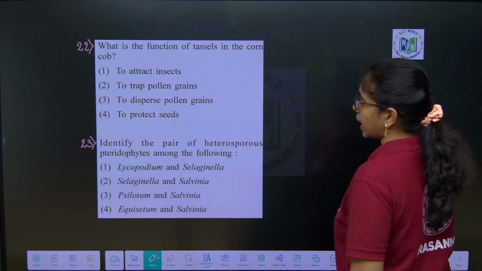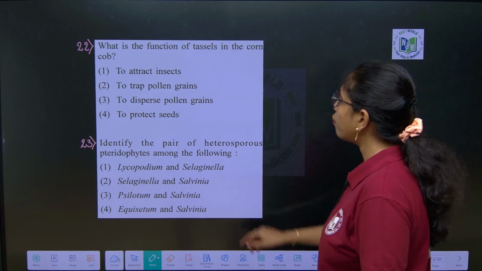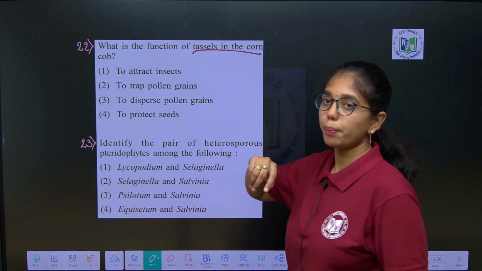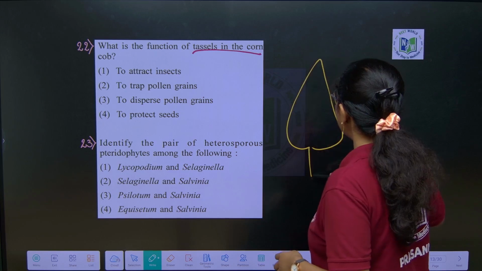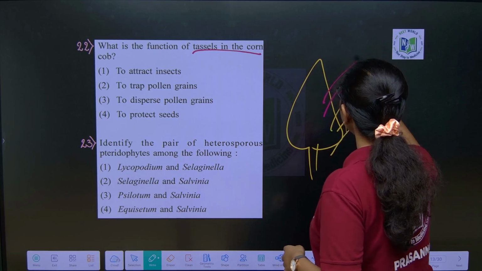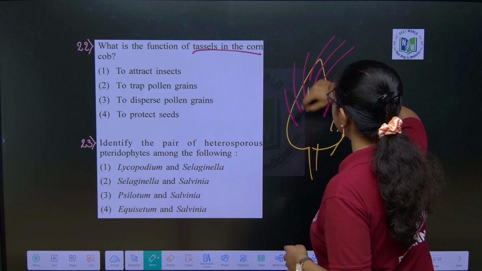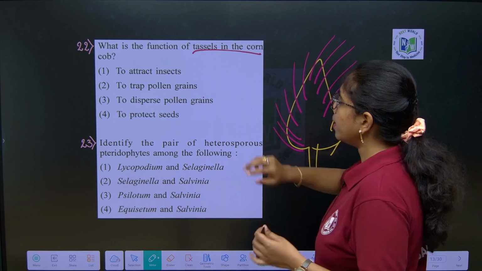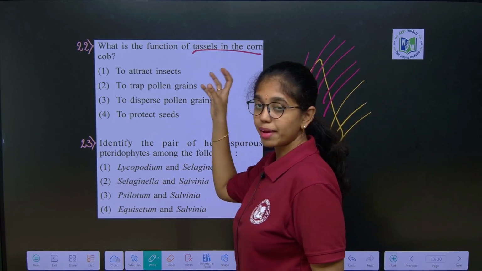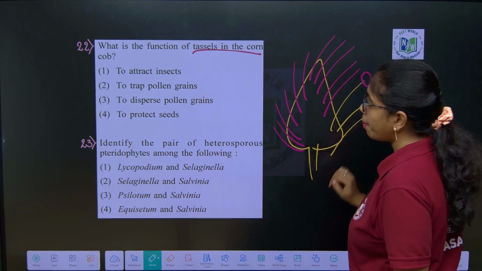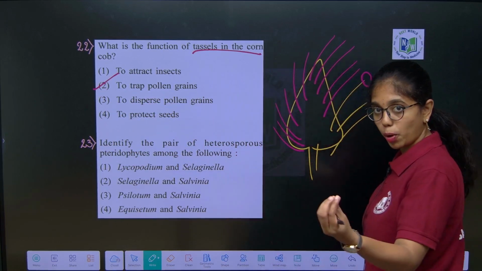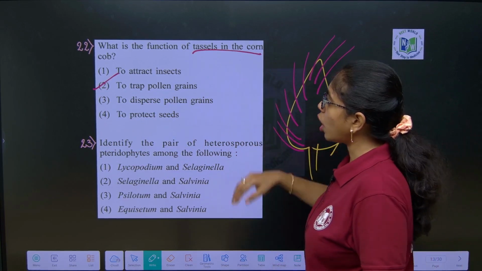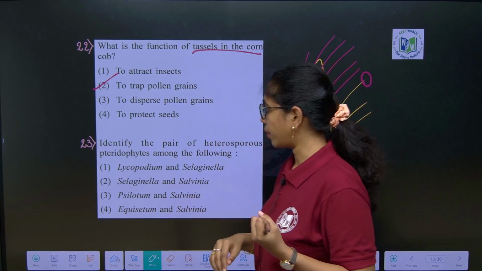Next, what is the function of tassels on the corn cob? Tassels are present on the female plant. This is able to attract the pollen grains, trap the pollen grains. Tassels in the corn cob are to trap the pollen grains.